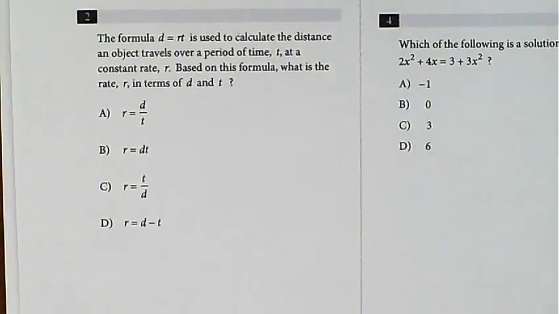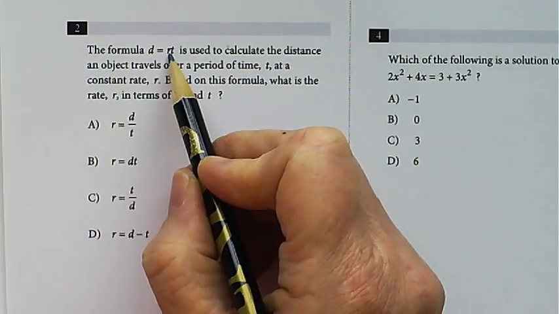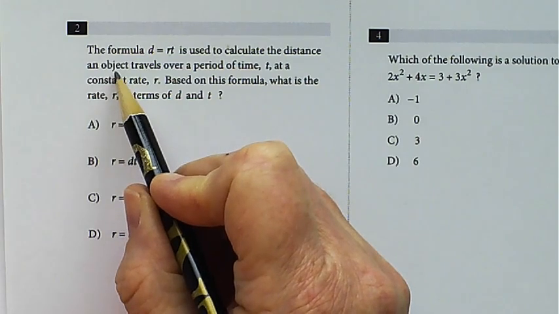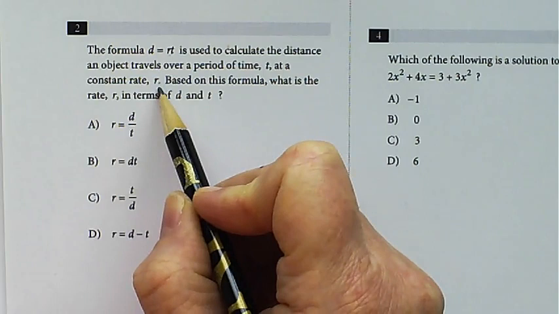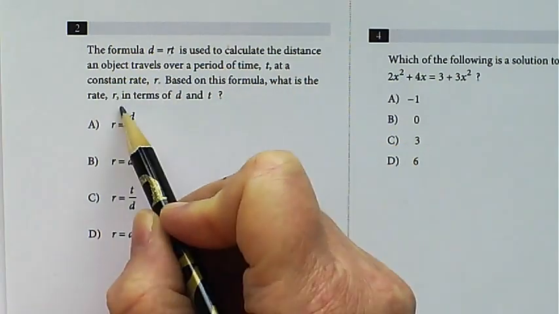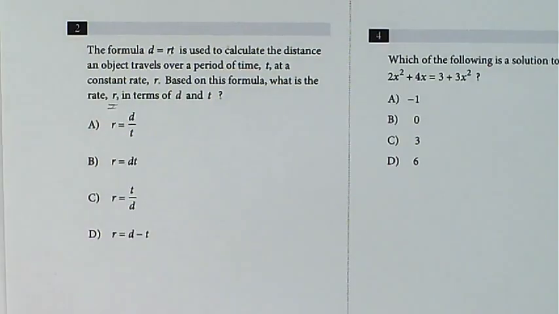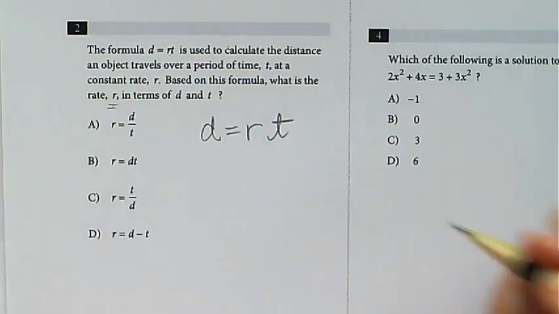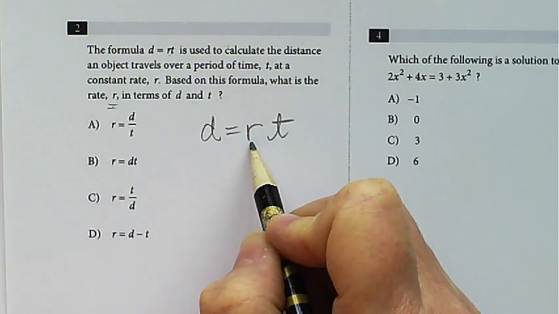Okay, number 2, the formula distance equals rate times time is used to calculate the distance an object travels over a period of time t at a constant rate r. Based on this formula, what's the rate r in terms of d and t? So you are solving for r, starting with distance equals rate times time. So if I want to get r by itself, think about it.